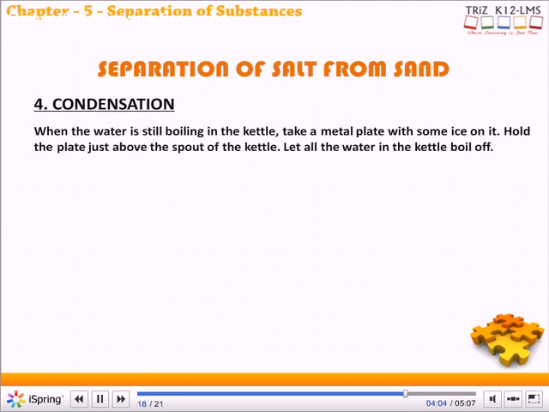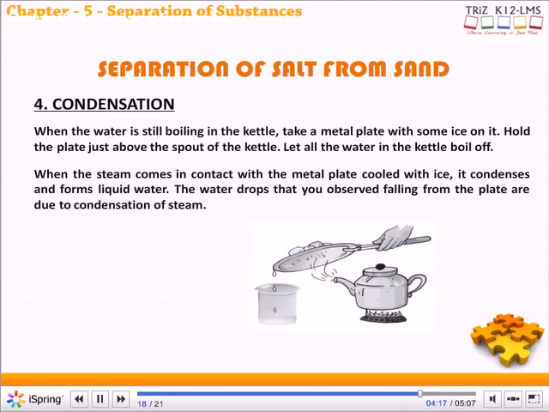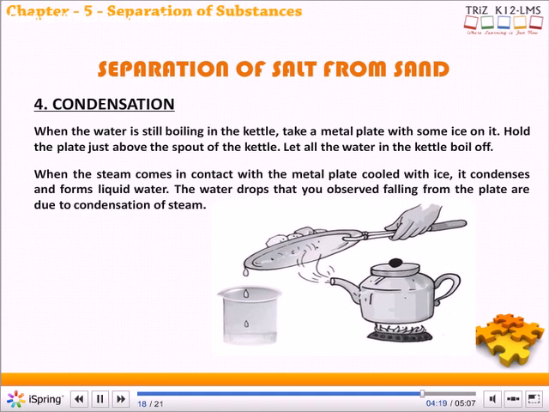Condensation. When the water is still boiling in the kettle, take a metal plate with some ice on it. Hold the plate just above the spout of the kettle. Let all the water in the kettle boil off. When the steam comes in contact with the metal plate cooled with ice, it condenses and forms liquid water. The water drops that you observed falling from the plate are due to condensation of steam.